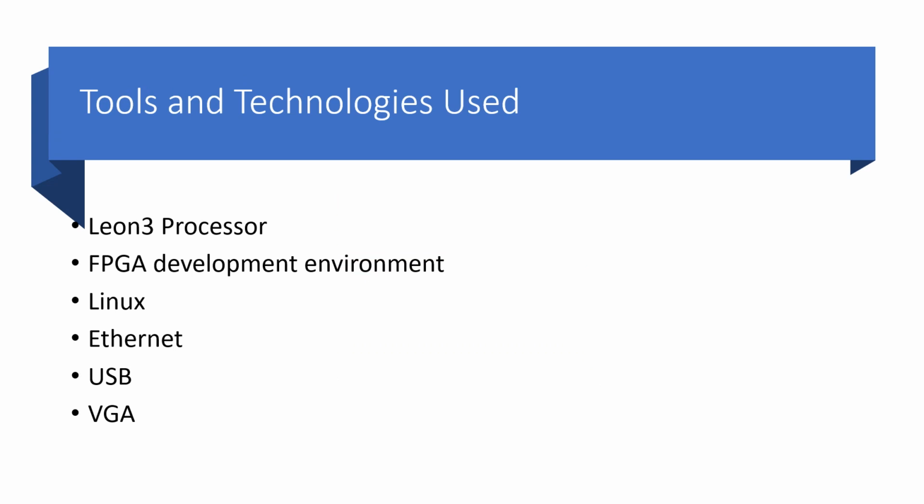Here is a list of the tools used in this study. A modified Leon 3 processor was used in the FPGA environment. The operating system used here was Linux. Other cable and equipment used were the Ethernet, USB, and the VGA.